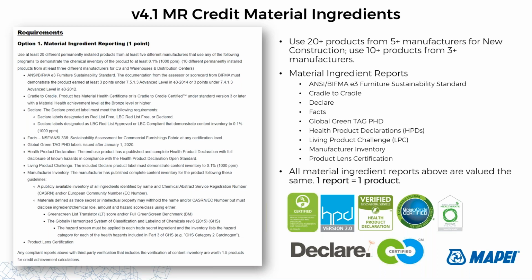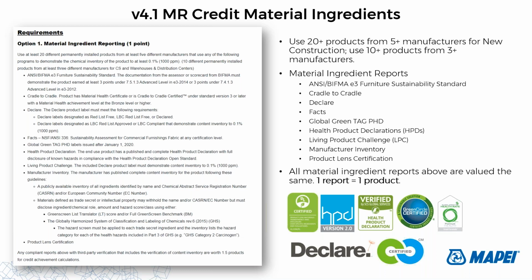There is an exception for projects pursuing LEED for core and shell or LEED for warehouses and distribution centers. As you can imagine, they're just a box or a shell. So it is difficult for those project teams to achieve 20 EPDs or 20 material ingredient reports. So under this version 4.1, LEED has made it a little easier for core and shell and warehouse and distribution centers to achieve the points in that they can use 10 products from 3 manufacturers if they meet the credit criteria for core and shell.